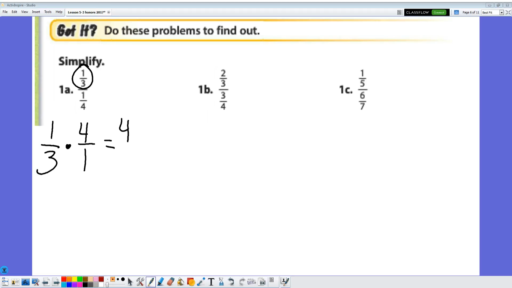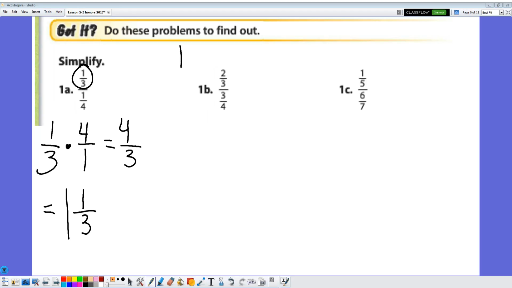1 times 4 would be 4. 3 times 1 would be 3. Okay, and I'm going to make it a mixed number since it's an improper fraction. So 3 goes into 4 one time. I have a remainder of 1. So my answer is 1 1/3.